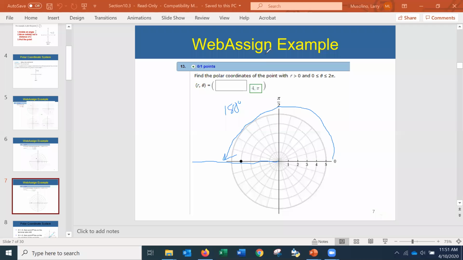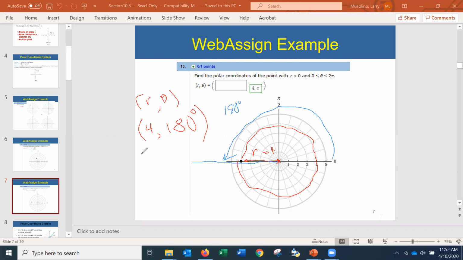And then I have to figure out r. R is the distance to walk out along that radial line to get to the black dot. But you might notice this black dot is falling on the circle with a radius of 4. So that must mean you walked out a distance of 4. So in terms of r comma theta, I walked out a distance of 4 after rotating 180 degrees.